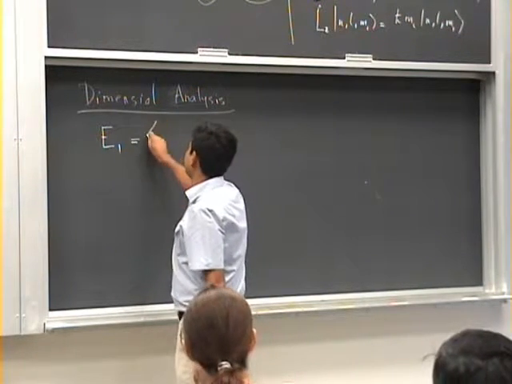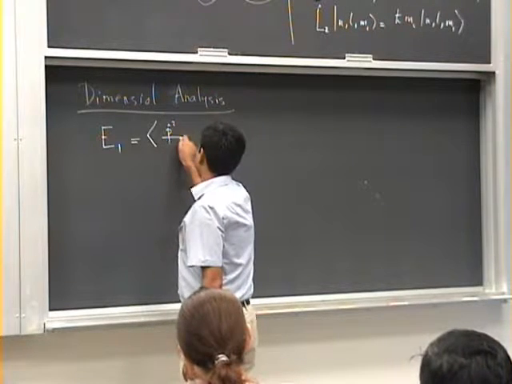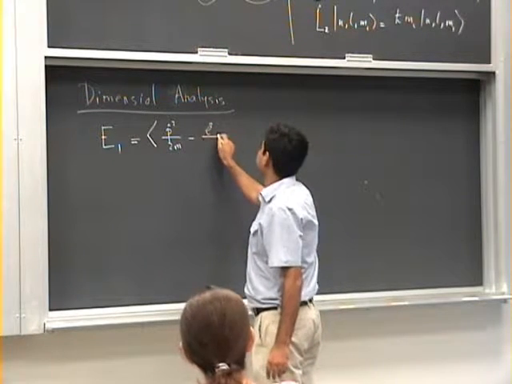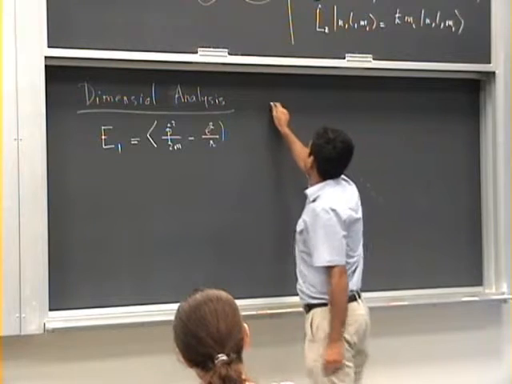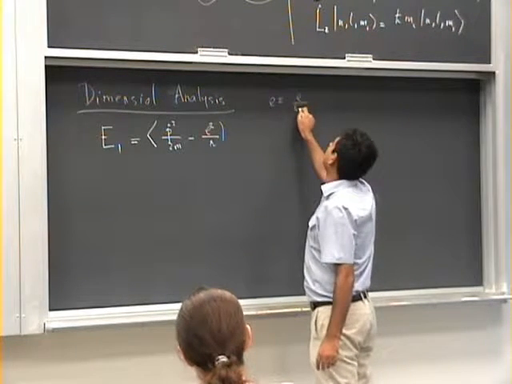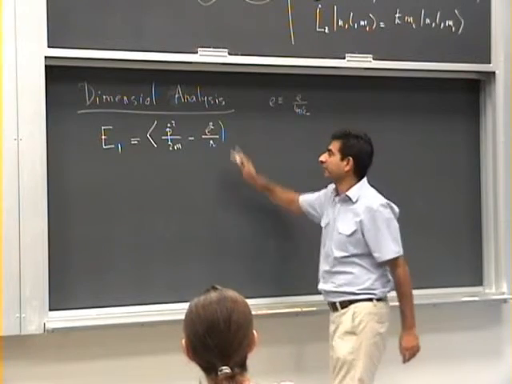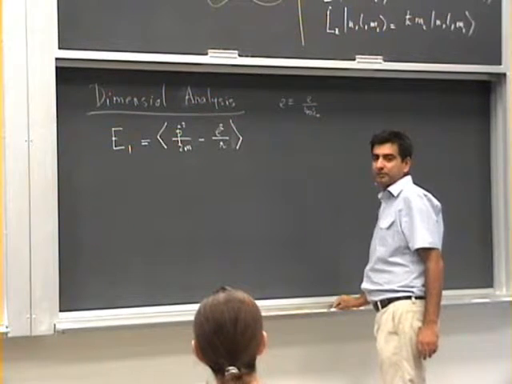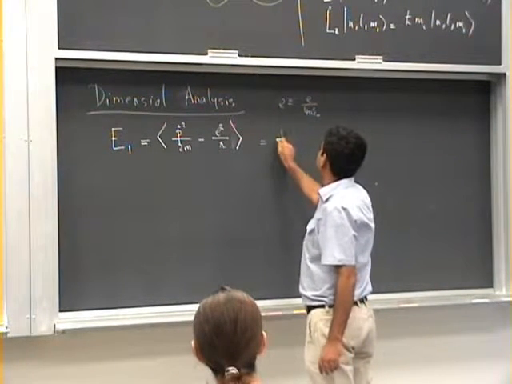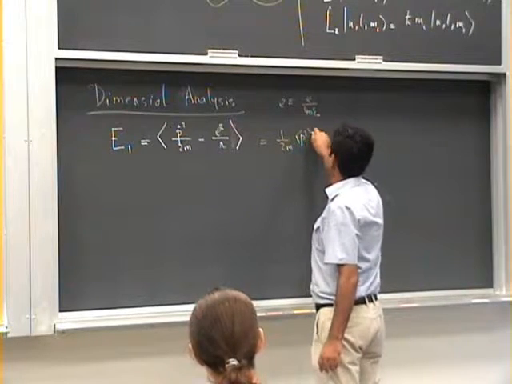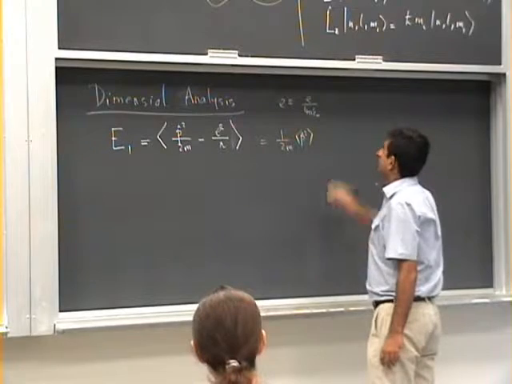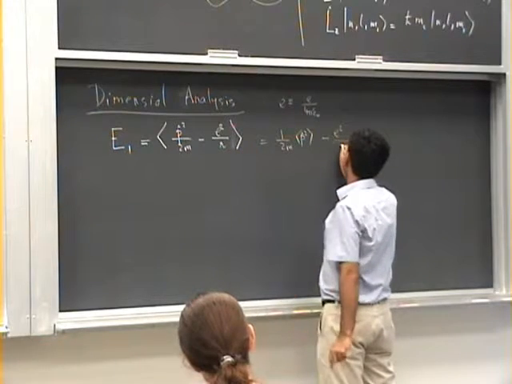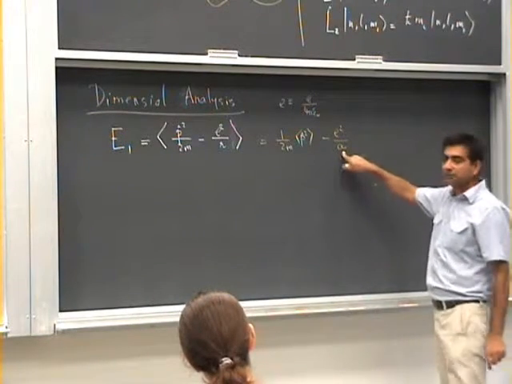So E1 is just the expectation value of P squared over 2m plus the potential energy. The potential energy is minus e squared over 4 pi epsilon naught R. I represent e squared over 4 pi epsilon naught as e squared, just as a notational convenience. So this is my E1. Now this means that this is 1 over 2m times the expectation value of P squared, minus e squared times the expectation value of 1 over R. Now the typical length scale in the atom is a. For example, this would be the Bohr radius.